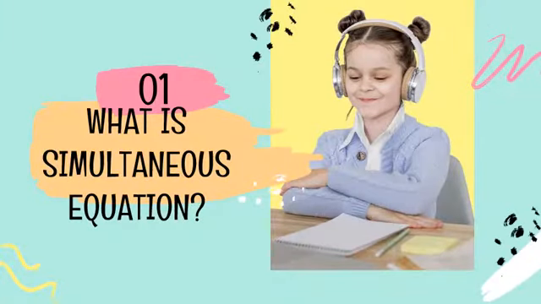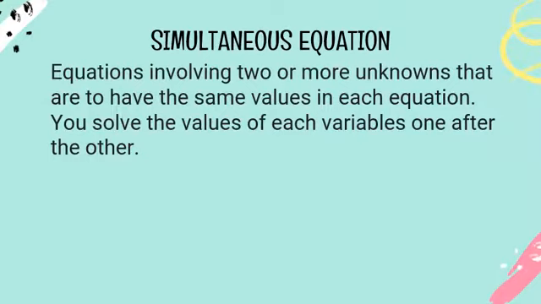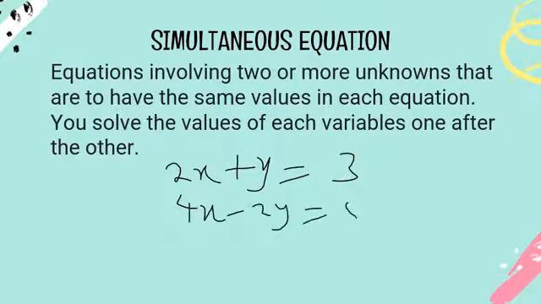What is a simultaneous equation? Of course, you know that simultaneous equations are equations that involve two or more unknowns that are to have the same values in each equation. You solve the values of each variable one after the other. For instance, if I give you a simultaneous equation such as 2x plus y equals 3, and 4x minus 2y is equal to 5, this is a simultaneous equation. We have to find the values of x and y simultaneously.